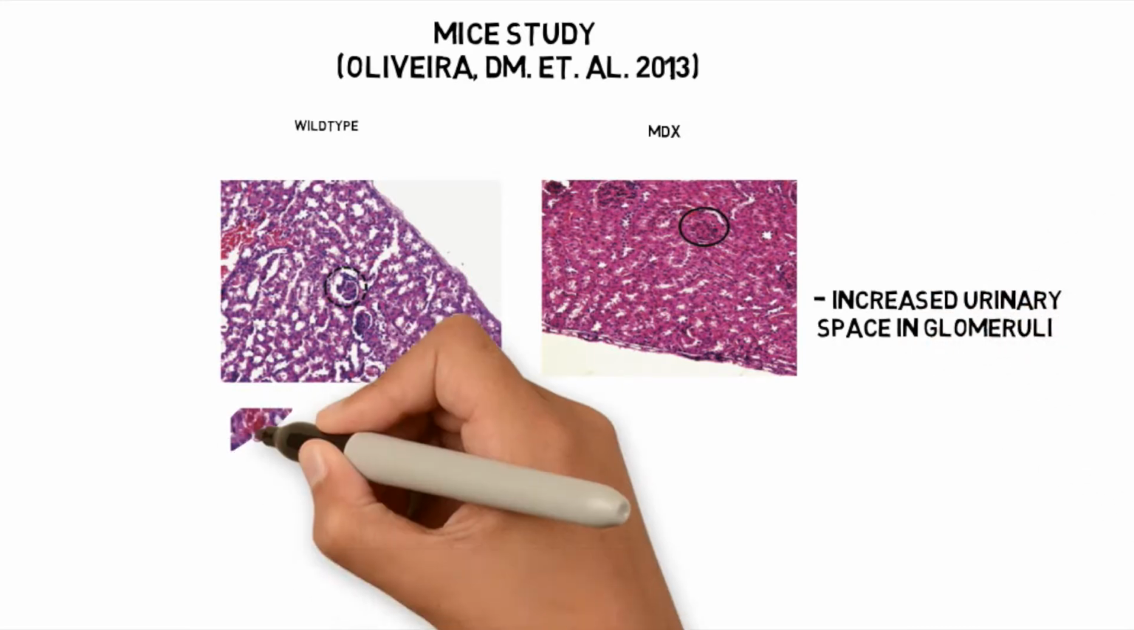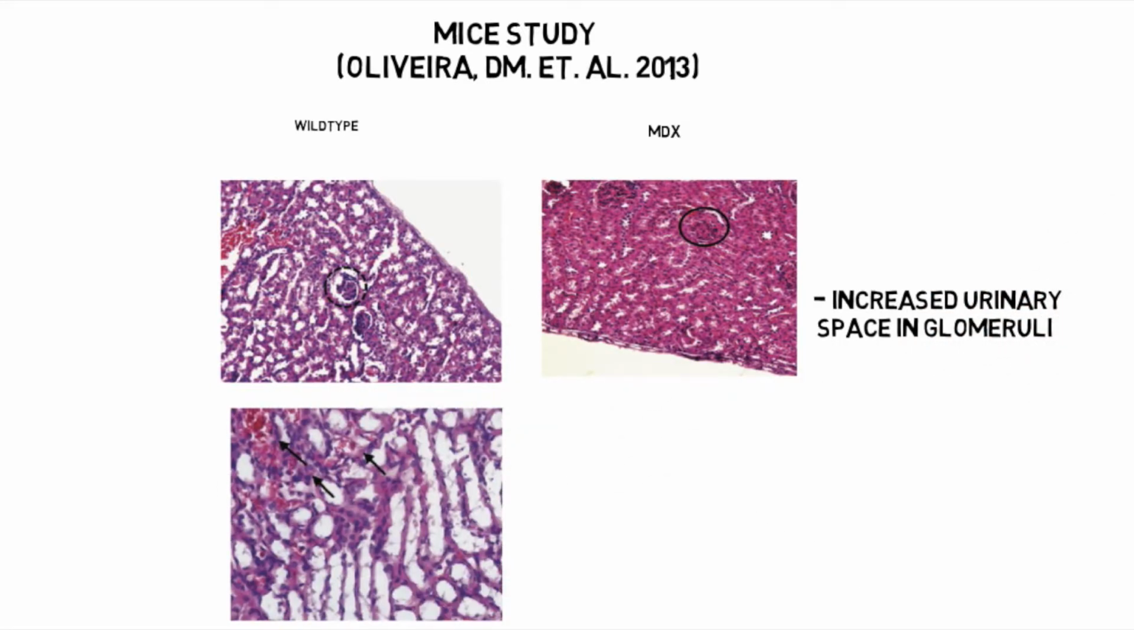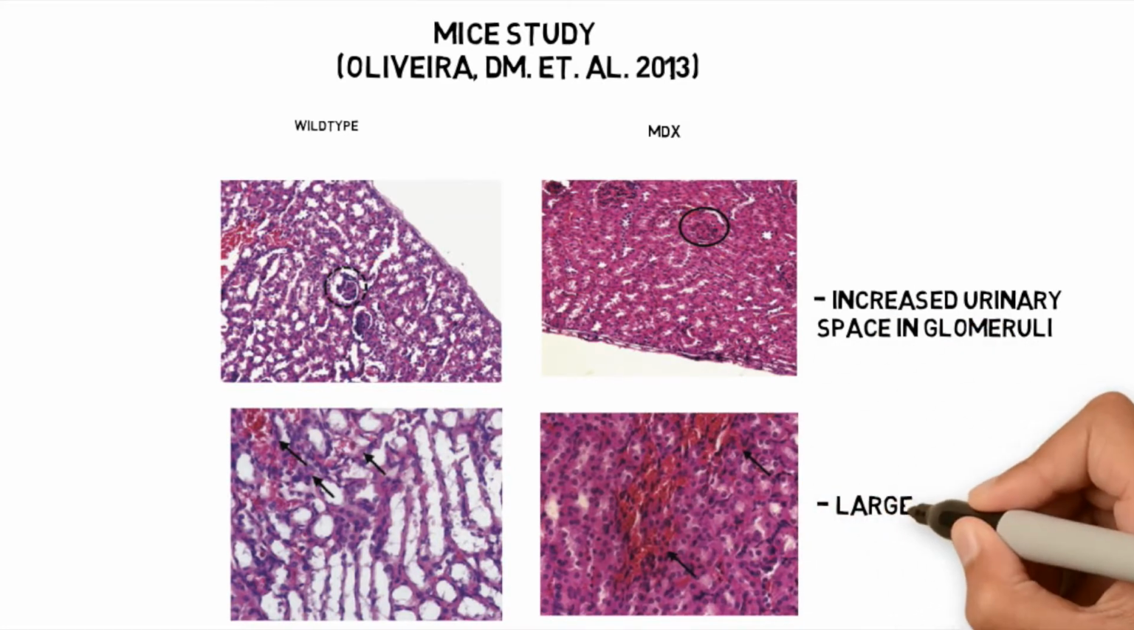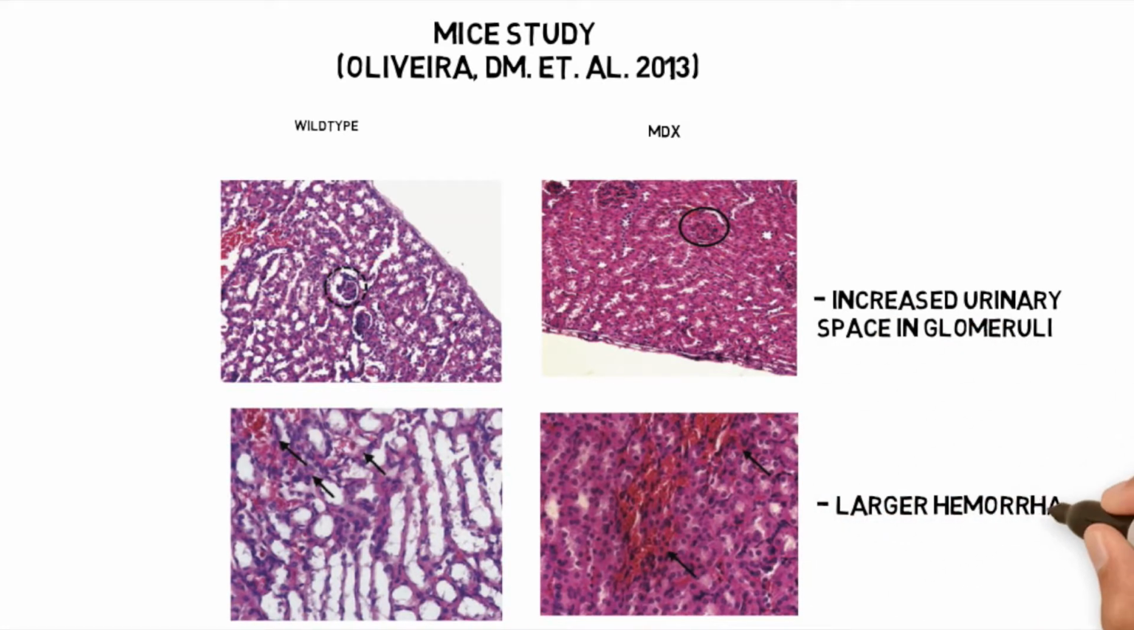Additionally, they found that the MDX mice have larger hemorrhagic areas compared to wild type, which are signs of renal dysfunction. But what does this mean for DMD patients?